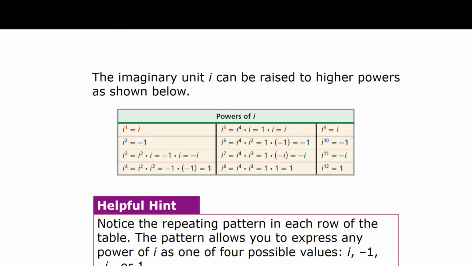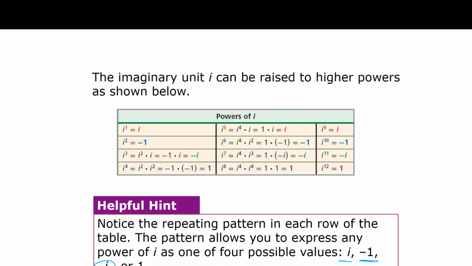All right, here we go. So the imaginary unit i can be raised to higher powers as shown below. So there's a lot of different ways you can do this. It says, notice the repeating pattern in each row of the table. The pattern allows you to express any power of i as one of 4 possible values. It's either going to be i, -1, -i, or 1.